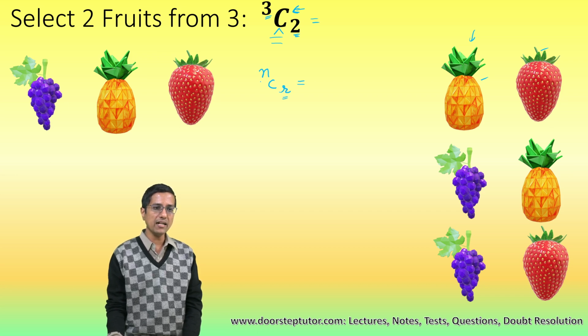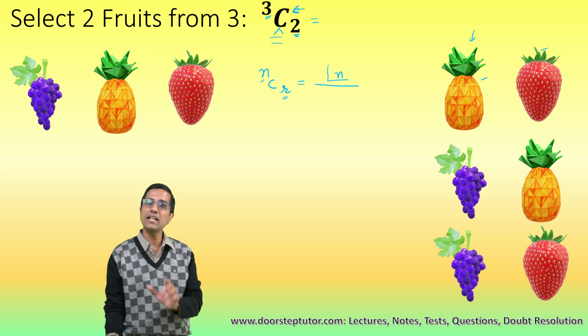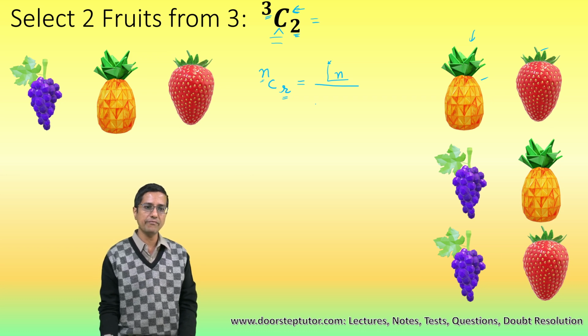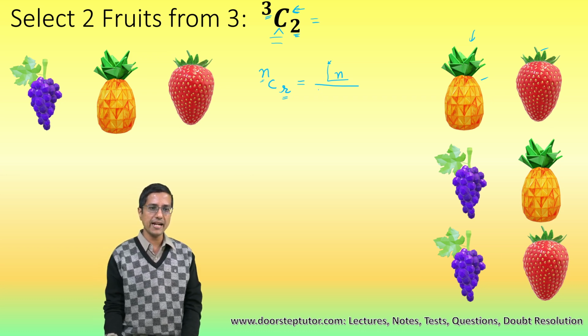We are taking r things from a total of n things, and the formula to compute it is factorial n, and we'll explain what factorial really means. For now, just take it. This is the factorial sign. Factorial n divided by factorial r, and then also divided by factorial of n minus r.